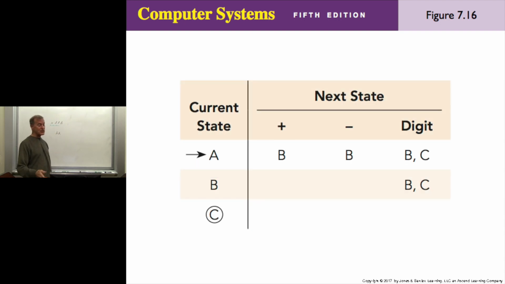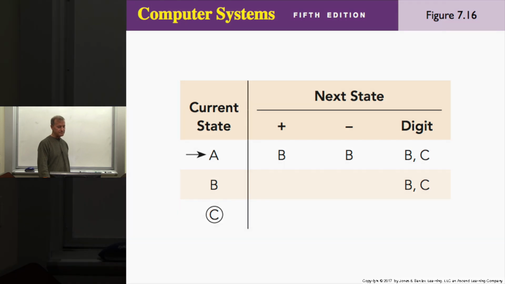Does everybody see that figure 7.16 corresponds to that previous finite state machine? If we're in state A and we get a plus, we go to state B. We get a hyphen, we go to state B. And we get a digit, and we can go to either B or C. Is everybody clear on how that works? The correspondence between the table and the diagram, the graph.